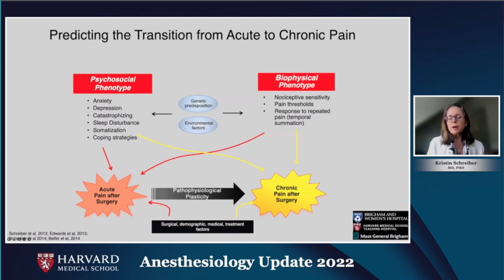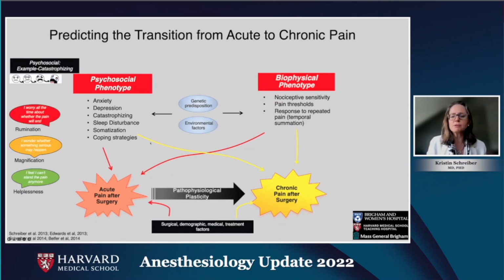So the question of my own work has really been whether we can use the measurement of these pain phenotypes to help predict who's going to have greater acute pain and chronic pain after surgery. So we've been measuring aspects of the psychosocial phenotype, shown here on the left, and I'll give one example.